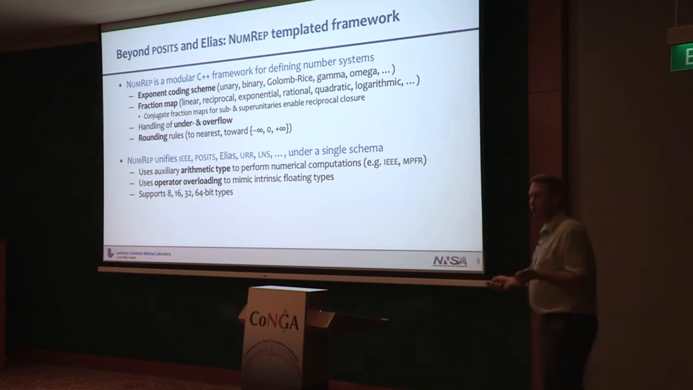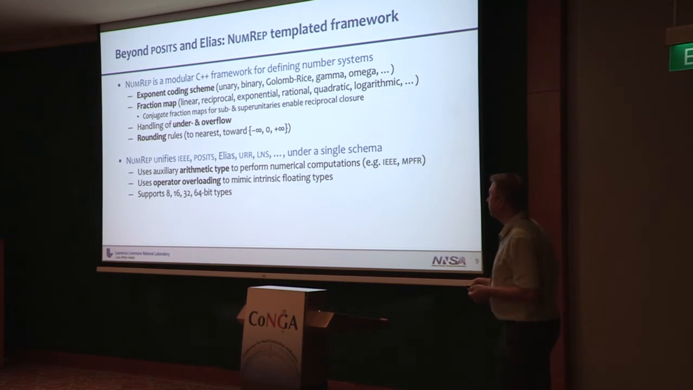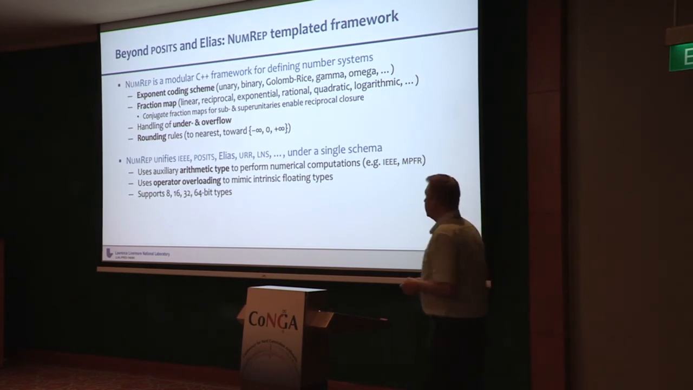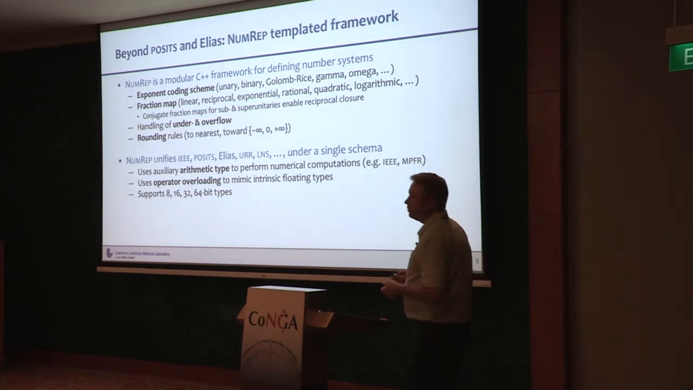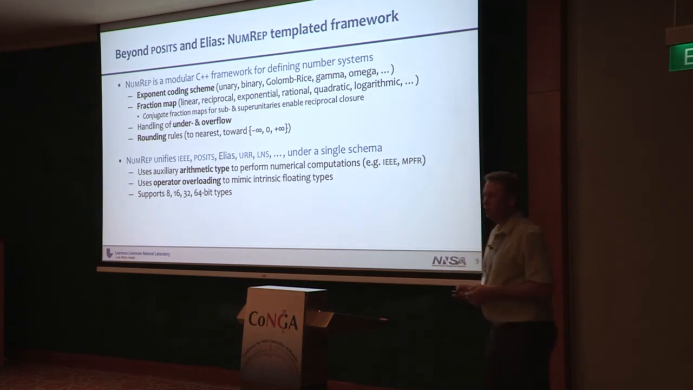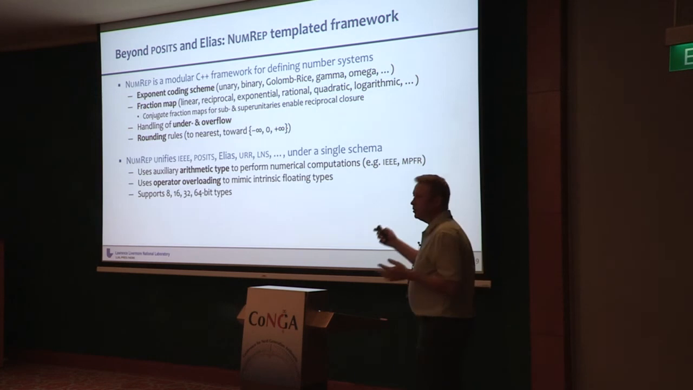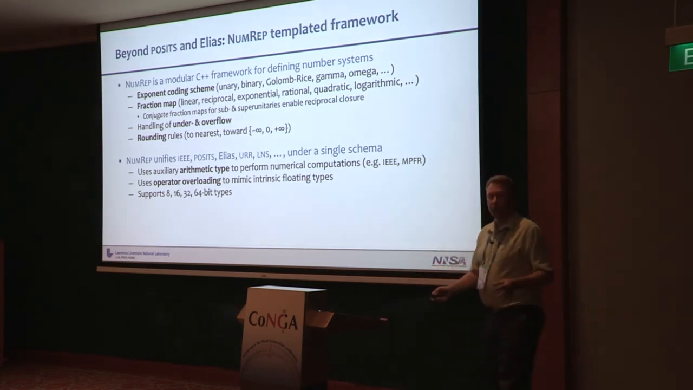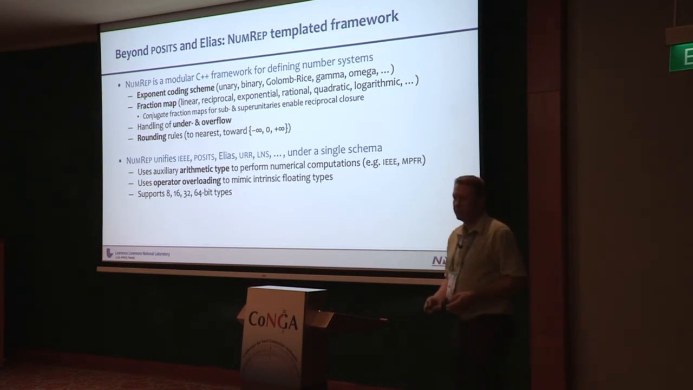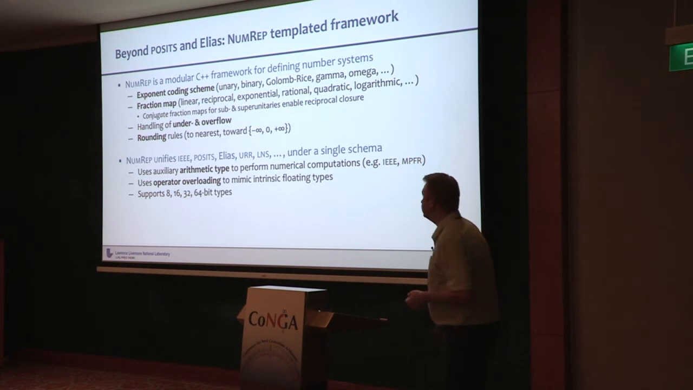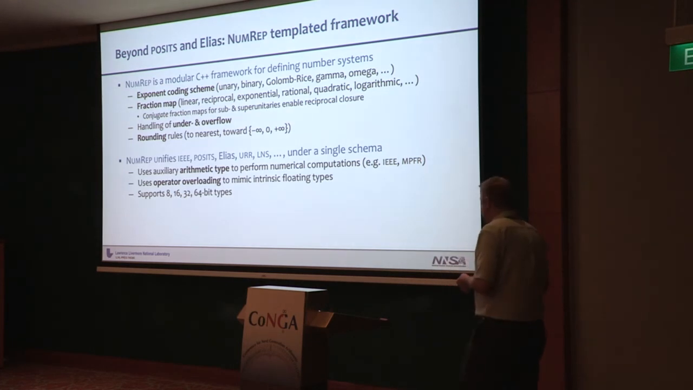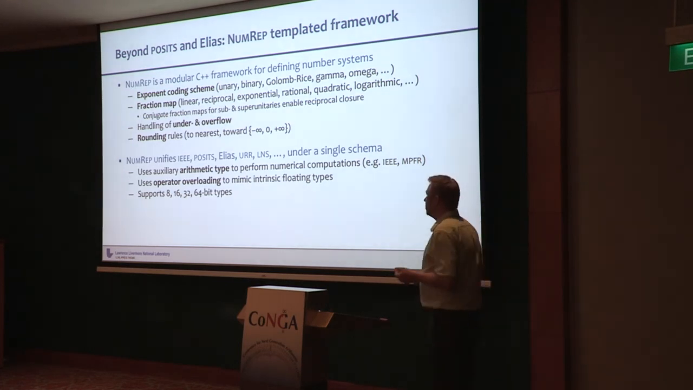There's how we encode exponents. There's how we handle under and overflow. There's different ways of handling rounding. I'm going to be talking about something that I call fraction maps a little bit later on that tell you how you actually map fraction bits to actual values, right? So these are all independent concepts, and we should be able to mix and match and see what works and what doesn't work, and insert these in applications and run with them and see how they actually affect the error. Okay, so we call this framework NumRep.